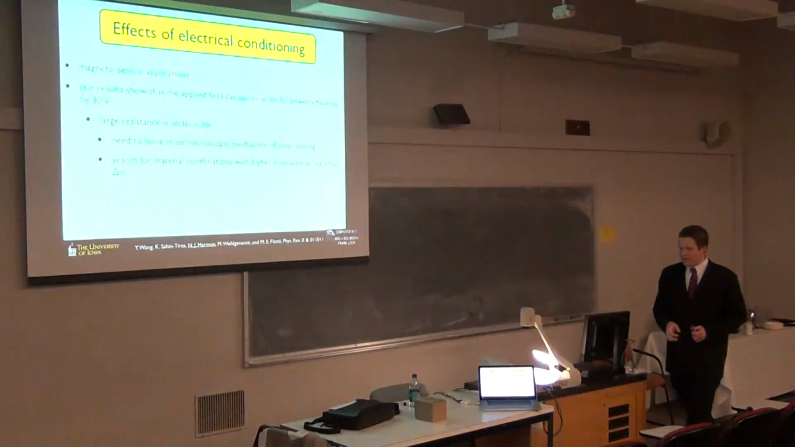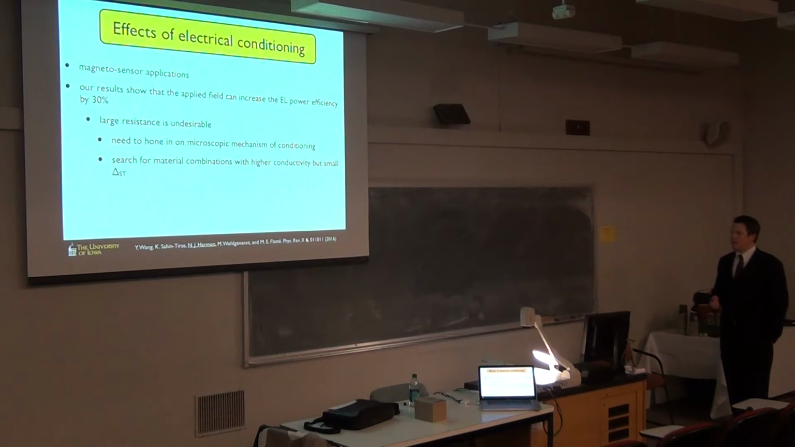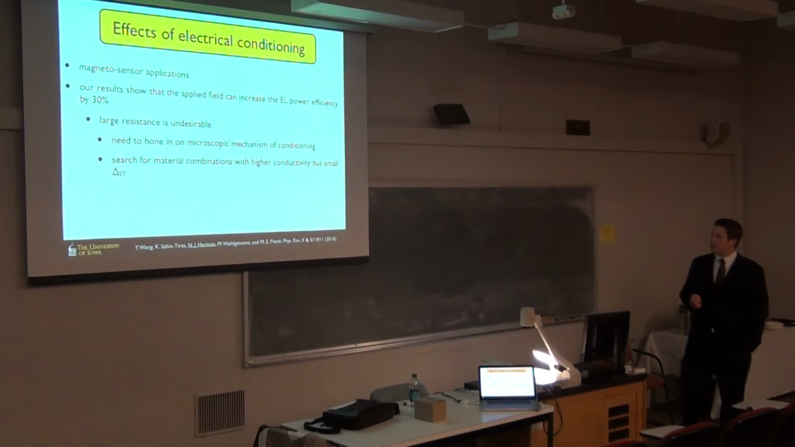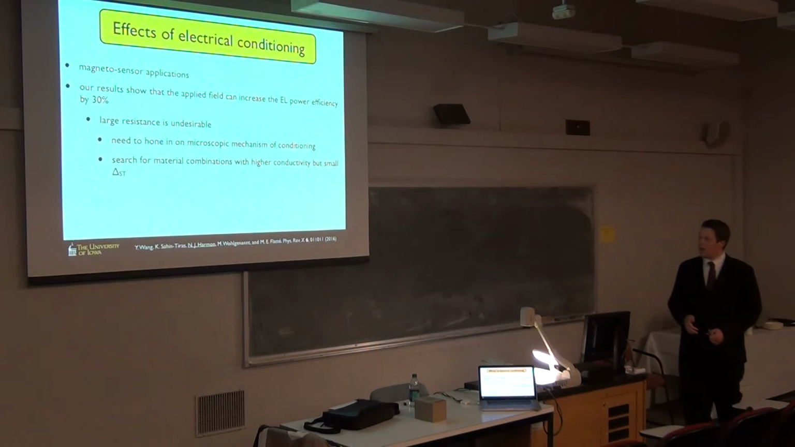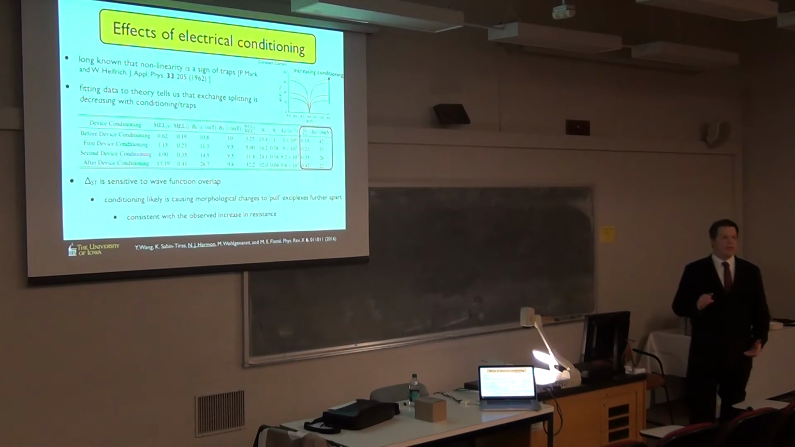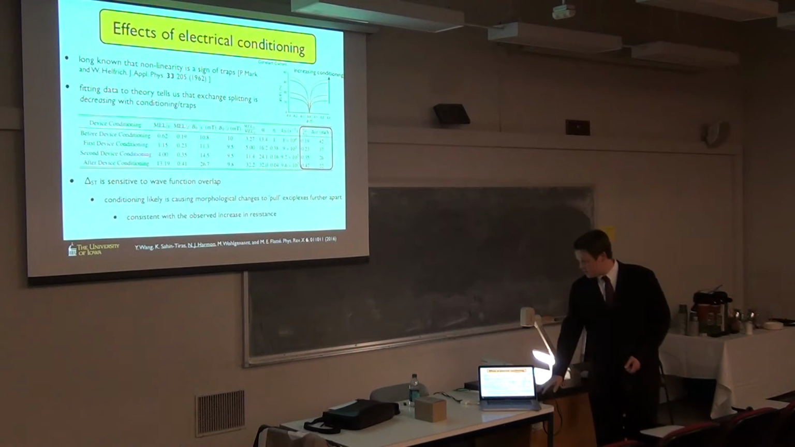So there's, of course, a lot of work to be done on more relevant devices that are used in technology already. There is a large resistance in these devices, which of course is undesirable. We need to find out what exactly this mechanism is and possibly search for material combinations that have higher conductivity but maybe smaller delta ST. So our delta ST we get out of here is 22 meV. So there's a lot more room to decrease that further, which would further increase the magneto-electroluminescence.